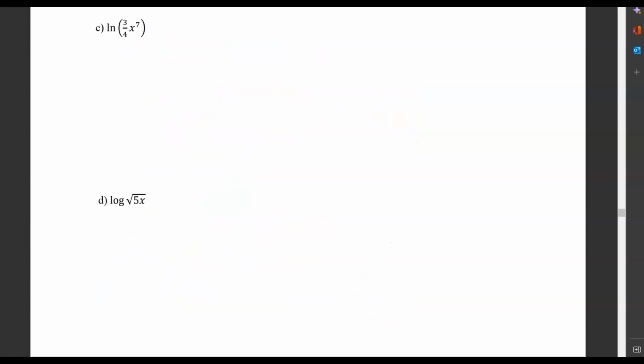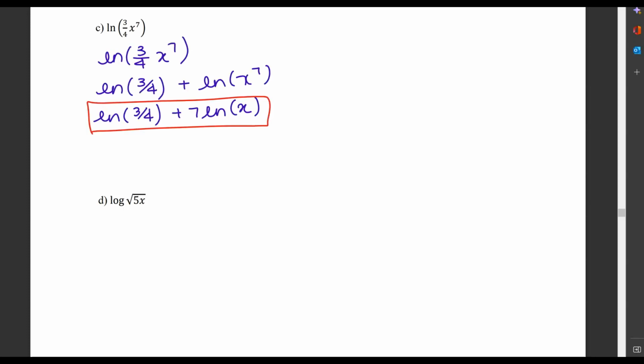All right, for C and D, we have the opportunity to expand them some more. Go ahead and take a moment. We're going to focus on C first, and go ahead and expand that as best you can. All right, so we're going to start off, and notice we do have a product of 3/4 and x to the 7th, two different terms. So we can break that up into ln of 3/4 plus ln of x to the 7th. And then here we have that power rule that we can apply to bring that 7 to the front. So you should have ended up with ln of 3/4 plus 7 ln x. Okay. All right, go ahead and try D.